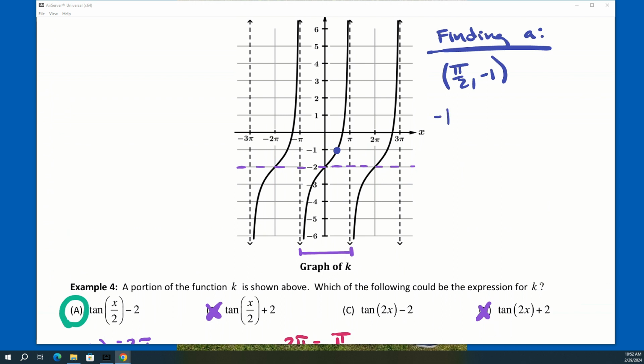I'm going to put -1 in for y, or f of x, and then it's going to be a tangent of x, which is pi over 2, over 2 minus 2. So all I did is I took this guy that we said was our answer, and I put everything in except for a, which is what we're looking for.